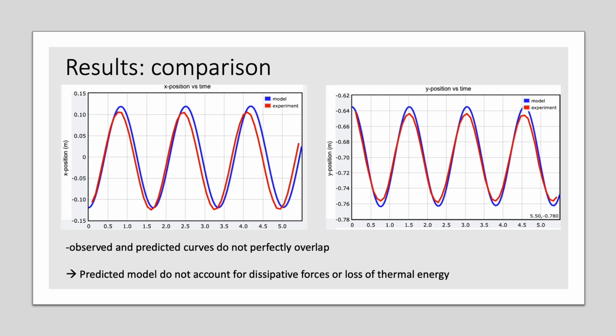Here are the results for the model after running the program. The graphs represent the x and y position for the observed and the predicted motion of the mass. The curves don't perfectly overlap. The observed mass is slowing down in the x direction and traveling a shorter distance in the y direction. This is due to the fact that the predicted model does not account for dissipative forces such as drag force or the loss of thermal energy.